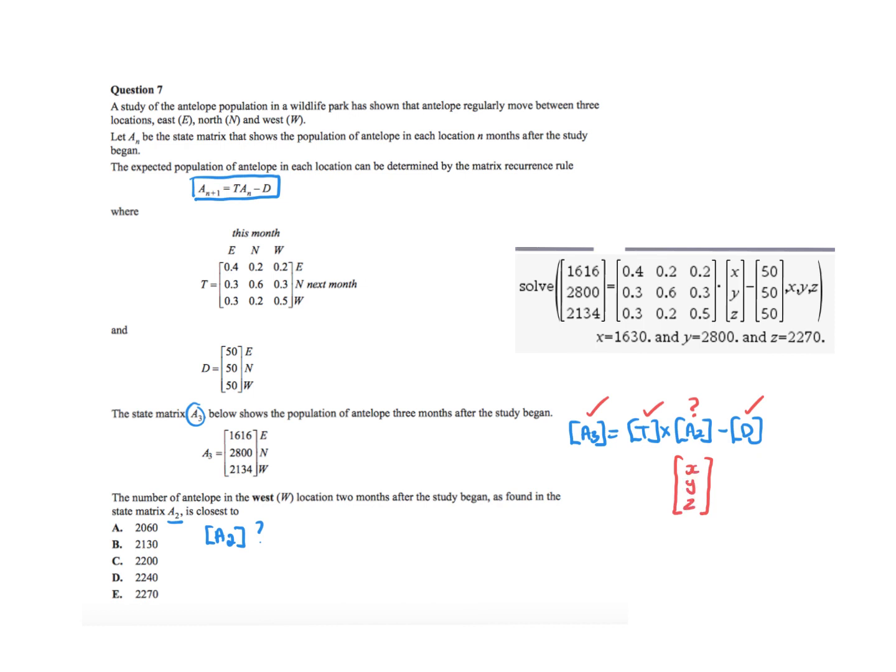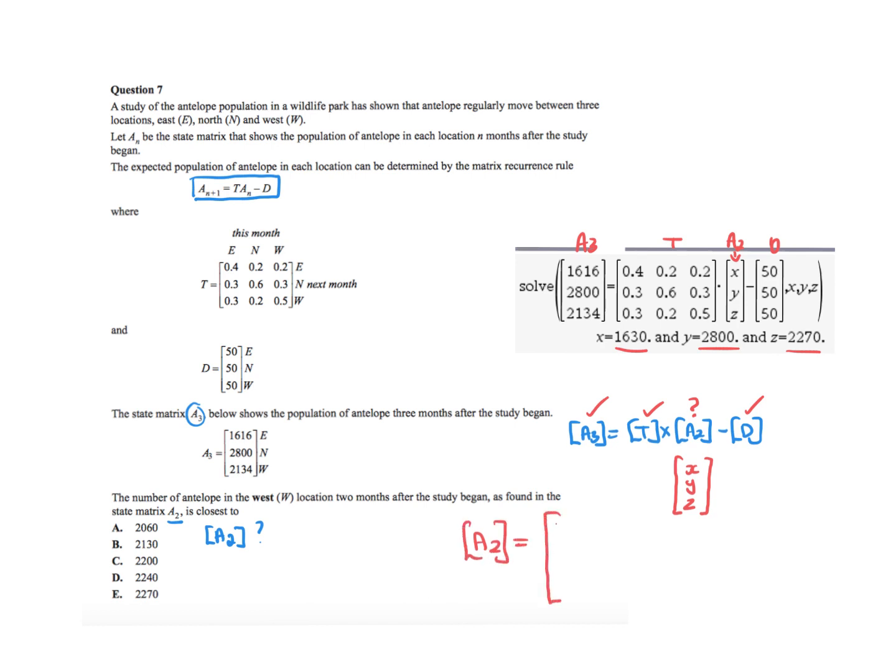So up here you can see I've done that in the calculator. This is A3. So I did solve, open the brackets. This is my transition. Now this is that A2 one I've created. And I've just put X, Y, and Z. Here's D. And then we go comma X, Y, Z. So now I know what those letters are. I can now see that A2 would be written out like this.